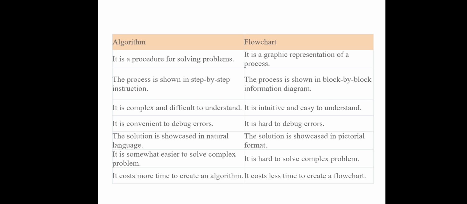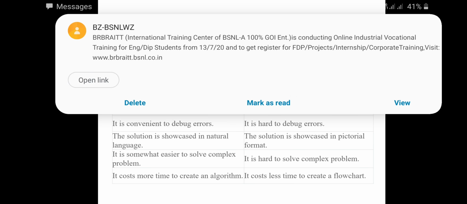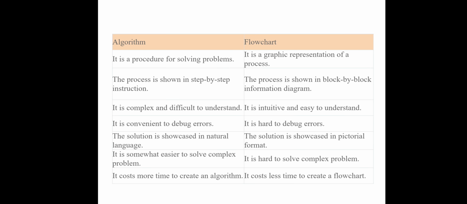Here are some simple differences between algorithm and flowchart. Algorithm is a process for solving a problem. The process is shown step by step. It is complex and difficult to understand. It is convenient to debug the errors.